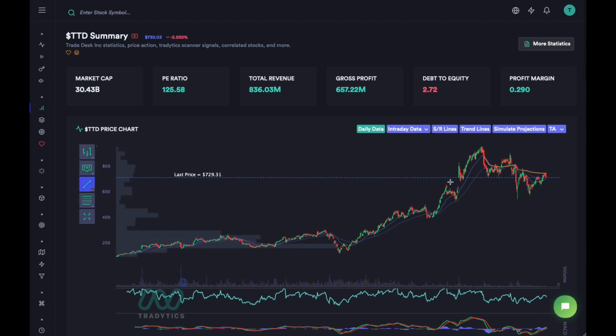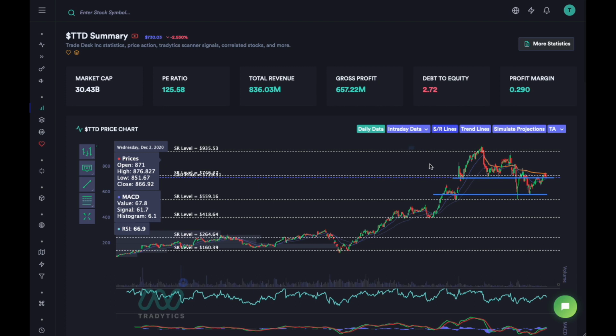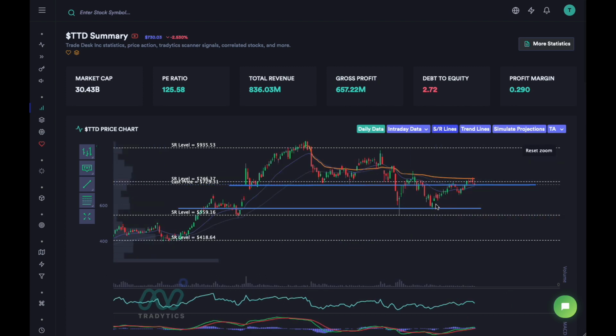Looking at the chart, we can see that this probably would be a good support level. Let's see what else we got. This would be a good support level as well, maybe not really good. And then let's see what the tool draws. The tool draws this level. Let's look at the trade idea.